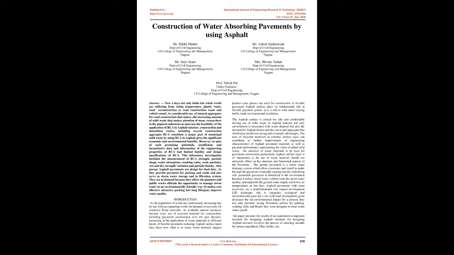The selection of waste materials to be used for pavement construction, particularly the asphalt surface layer, is of importance, as the use of waste material should not adversely affect the structural and functional aspects of the pavement. The porous pavement is a storm water drainage system which allows rainwater and runoff to pass through the pavement, eventually seeping into the underlying soil.